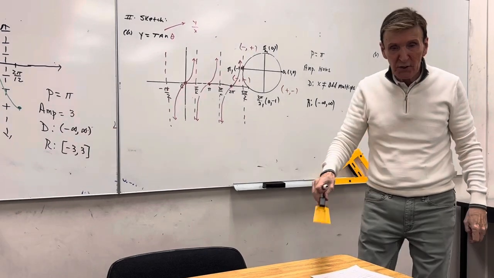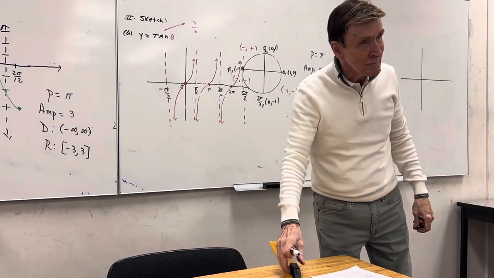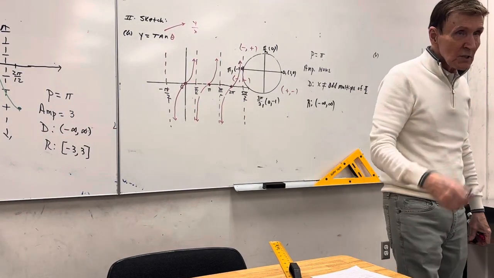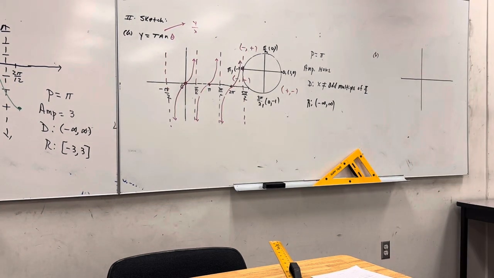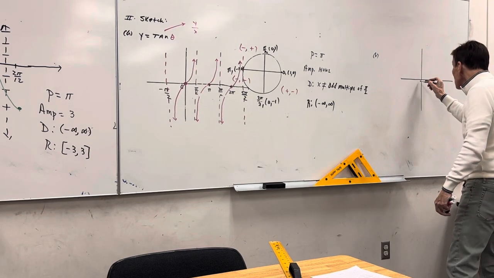Now, I've been referring to the unit circle, which is good. Can you tell me one of the graphs we've already done that cosecant is related to? Sine. So what I'm going to do to get the graph on this one, I'm going to graph sine first. I'm not going to go to the unit circle this time. I'm going to graph sine. Squeeze it in over here.